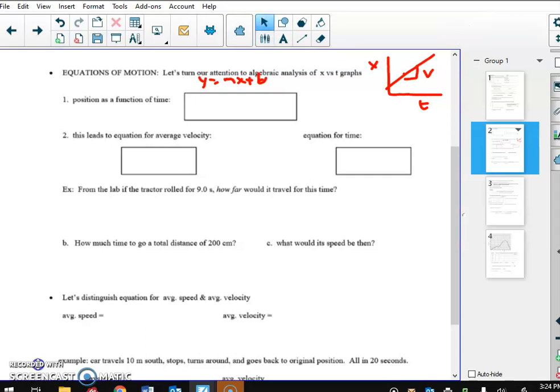So in this case, I'll just switch to a different color. What is our y value? Well, it's x. So x is our generic position. Where am I at any given time? That's equal to the slope. What does the slope represent? It equals the velocity. Now here is something that I'm going to make a little bit of a tweak with for reasons we'll talk about later. I'm going to put an average velocity. That bar is a mathematical way of saying average.